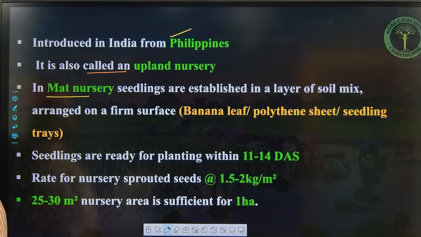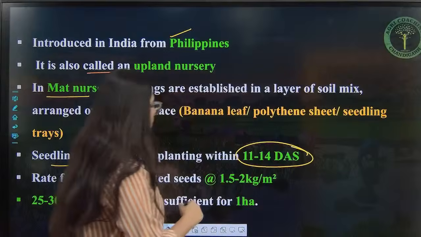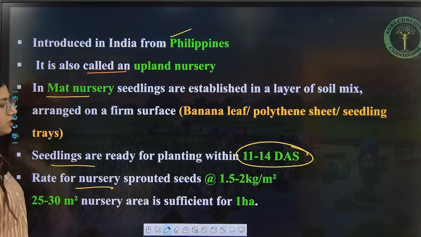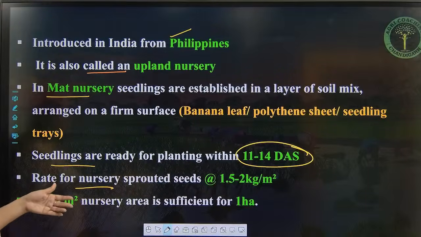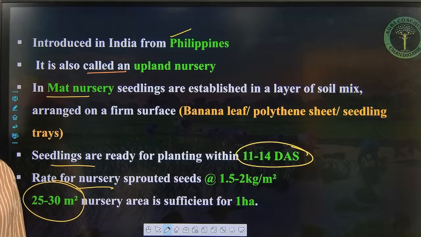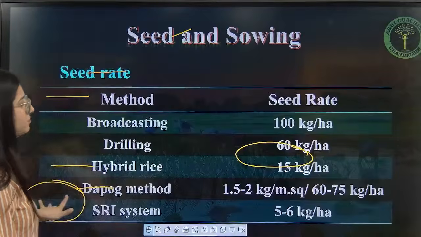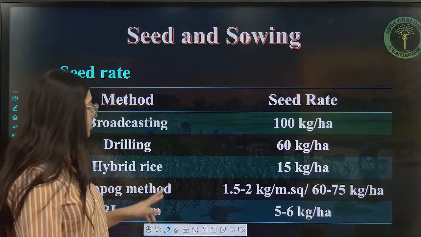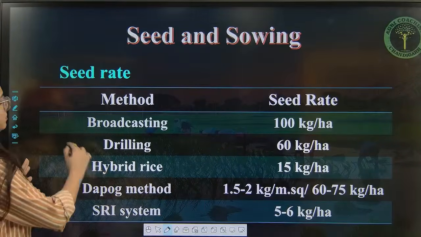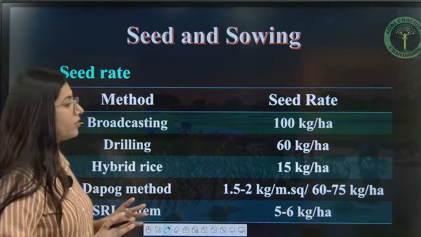In mat nursery, seedlings are established in a layer of soil mix arranged on a firm surface: banana leaf, polythene sheet, seedling trays. Seedlings are ready for planting within 11 to 14 days. Sprouted seeds are used at the rate of 1.5 to 2 kg per meter square. Around 25 to 30 meters square of the nursery area is good enough for 1 hectare. Then, very important, the seed rate part is also important. By broadcasting method, 100 kg per hectare.